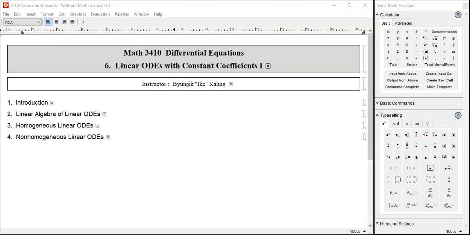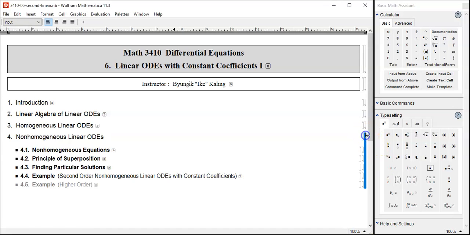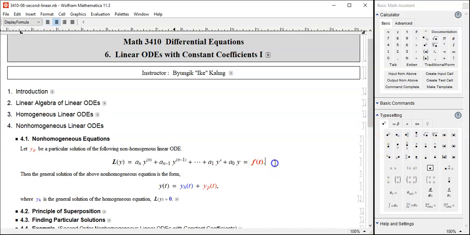Hello students, welcome back. Let's go to section 4, non-homogeneous linear ODEs. Here is a general structure, L of y equals f of t. Now, if the right-hand side is constantly 0, then this is a homogeneous linear ODE, which we studied in the previous section. In this case, we have f of t, which is not always equal to 0, so this is non-homogeneous.